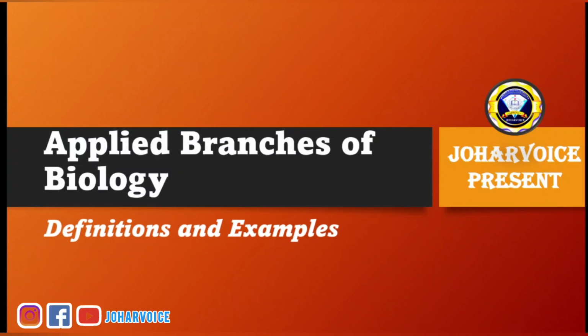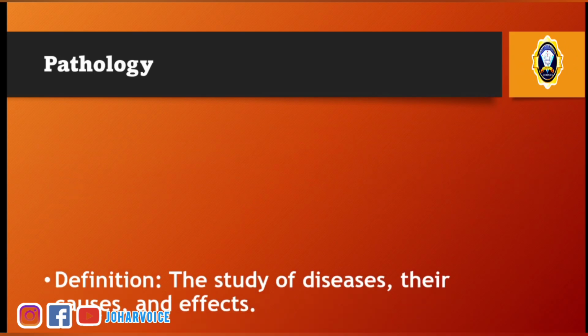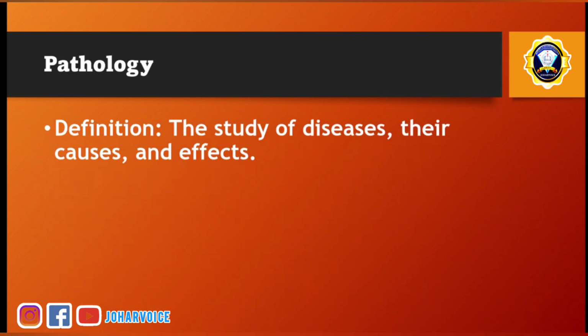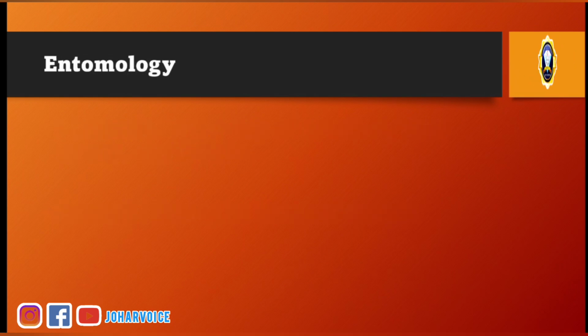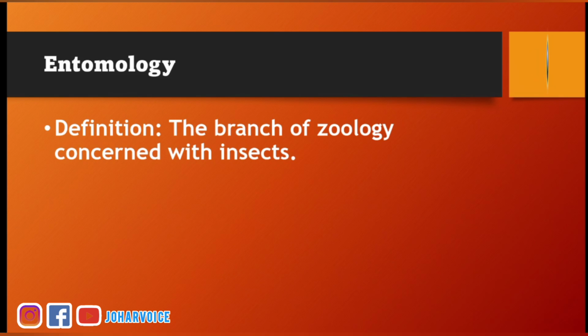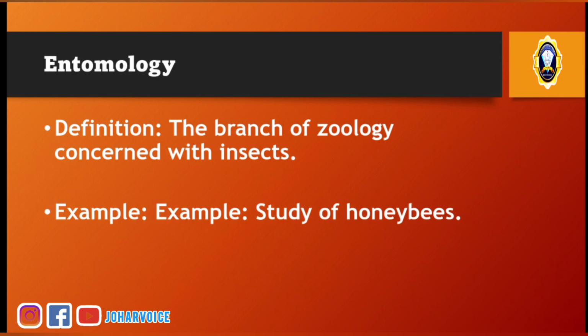Today we will learn about the applied branches of biology. Pathology, it is the study of diseases, their causes and effects. For example, the study of cancer. Entomology, this is the branch of zoology that deals with insects. For example, the study of honeybees.